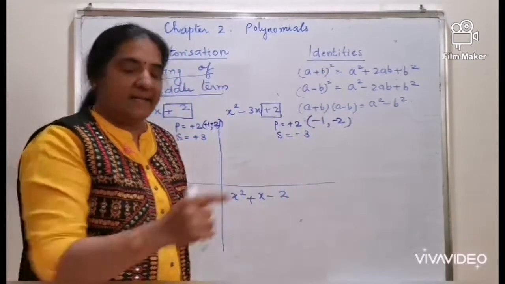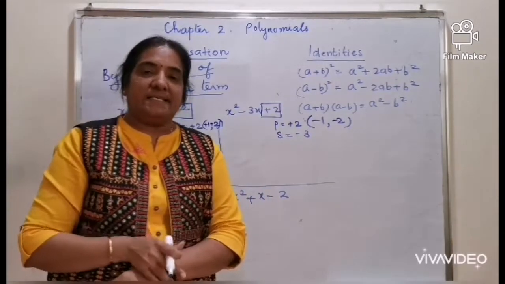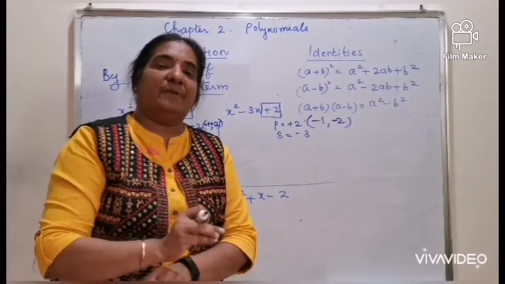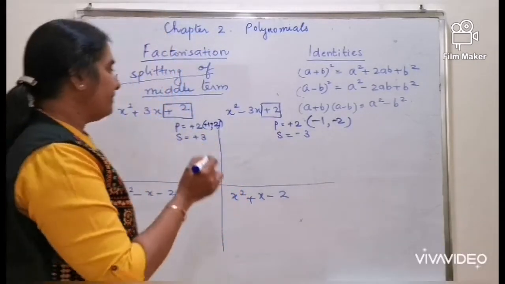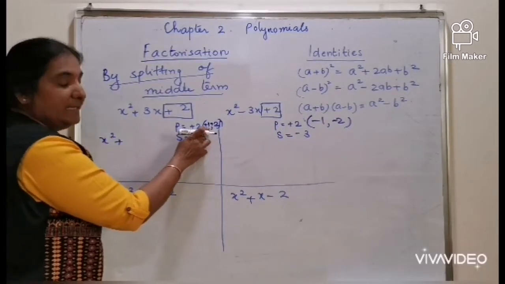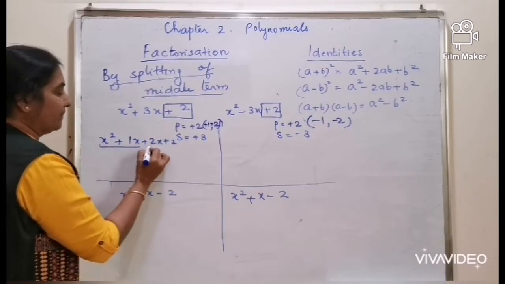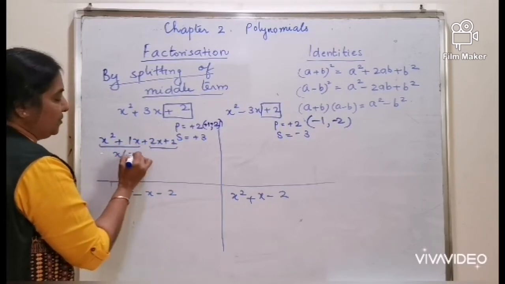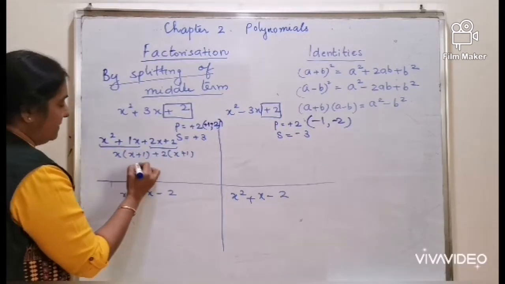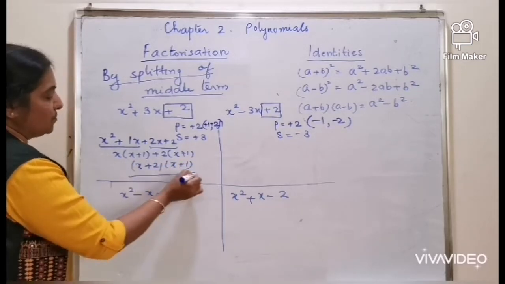Why are we adding? The word is sum, the sum of integers. If 2 integers are of the same sign, we add them and give them the common sign. How to factorize x square plus 3x plus 2? You split the middle term as 1x plus 2x: x into x plus 1 plus 2 into x plus 1. The factors are x plus 2 into x plus 1.